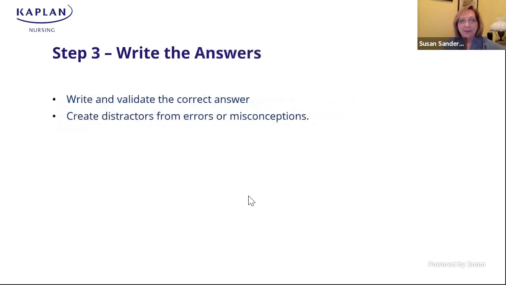And then the third step in writing items is to write the answers. Certainly write and validate the correct answer. One of the things with the National Council, if you've ever written NCLEX items, which I did many years ago, you must use some current references, and they use two. Kaplan uses three in general, and we compare from curriculum specialist to curriculum expert and determine how does this question look before we even administer it to a student. We verify and validate the answers. And you can create distractors from errors, clinical errors, or misconceptions.